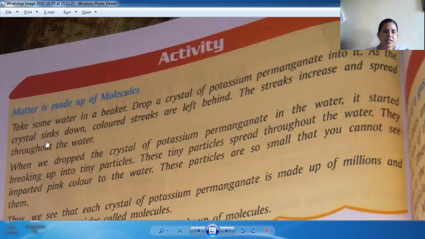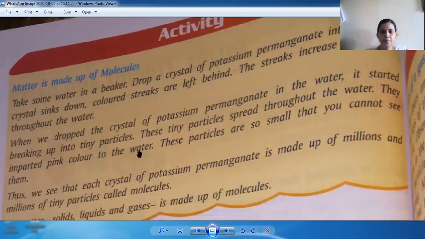As the crystal sinks down and colored streaks are left behind, the streaks increase and spread throughout the water. When we drop the crystal of potassium permanganate in the water, it starts breaking up into tiny particles. These tiny particles spread throughout the water and impart the pink color to the water. These particles are so small that you cannot see them.